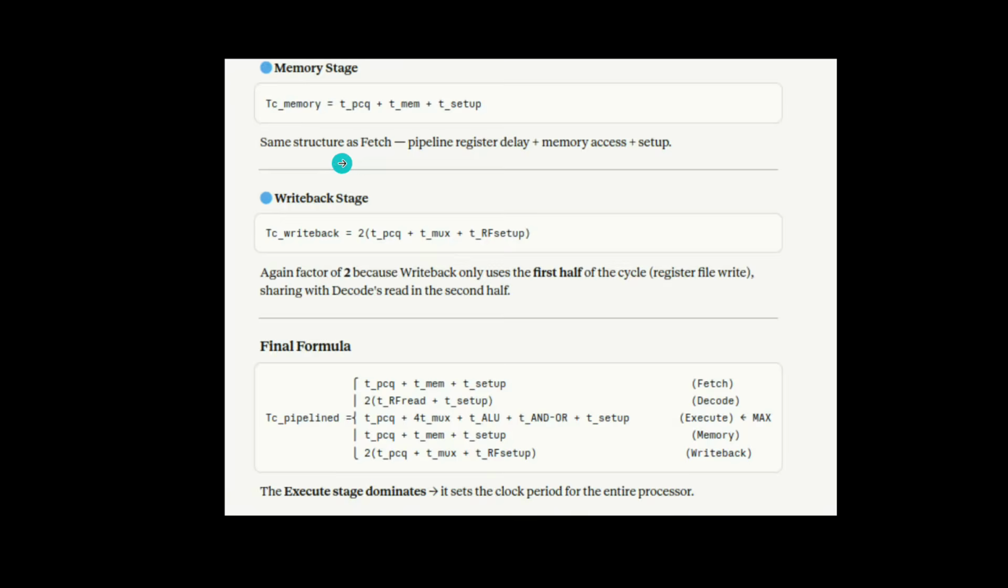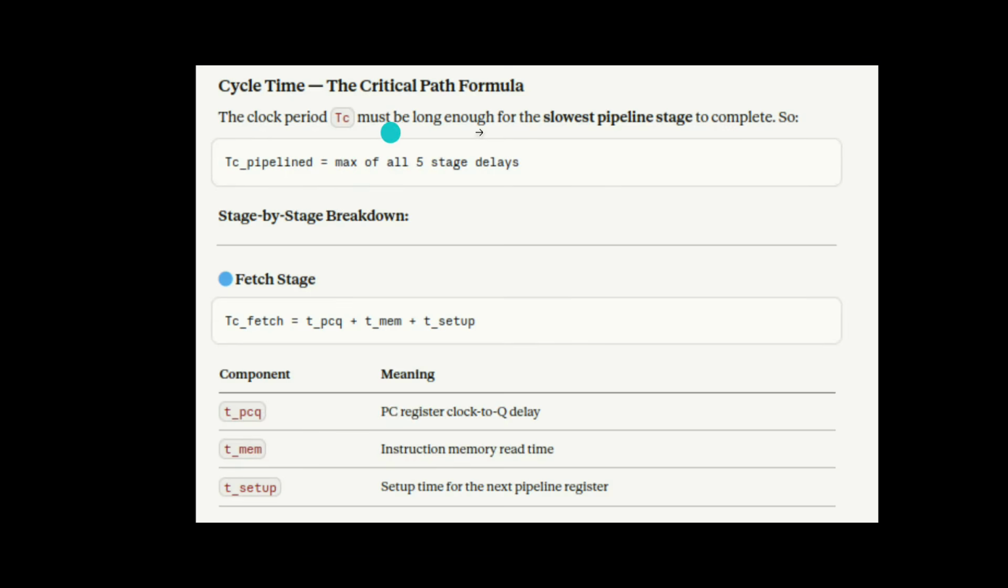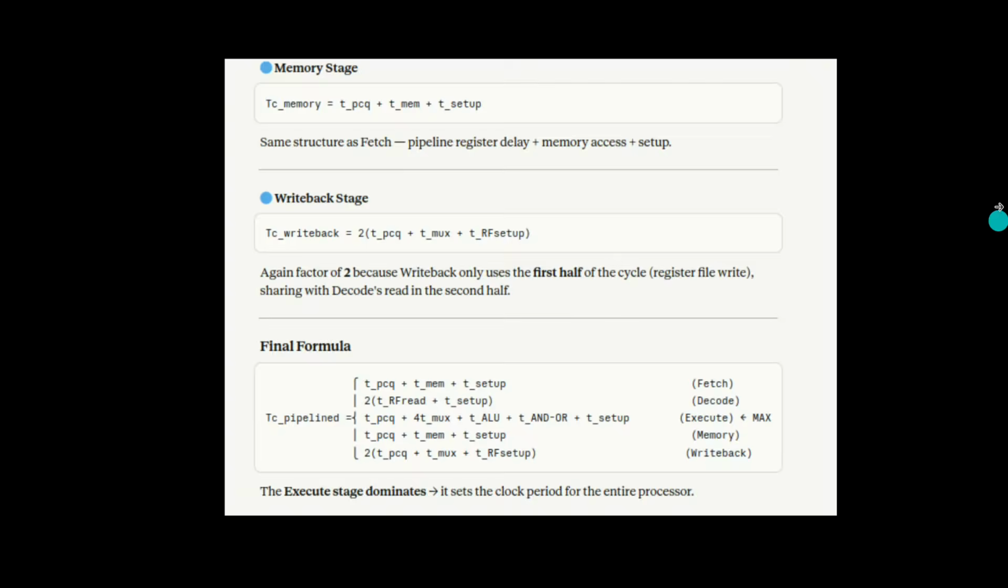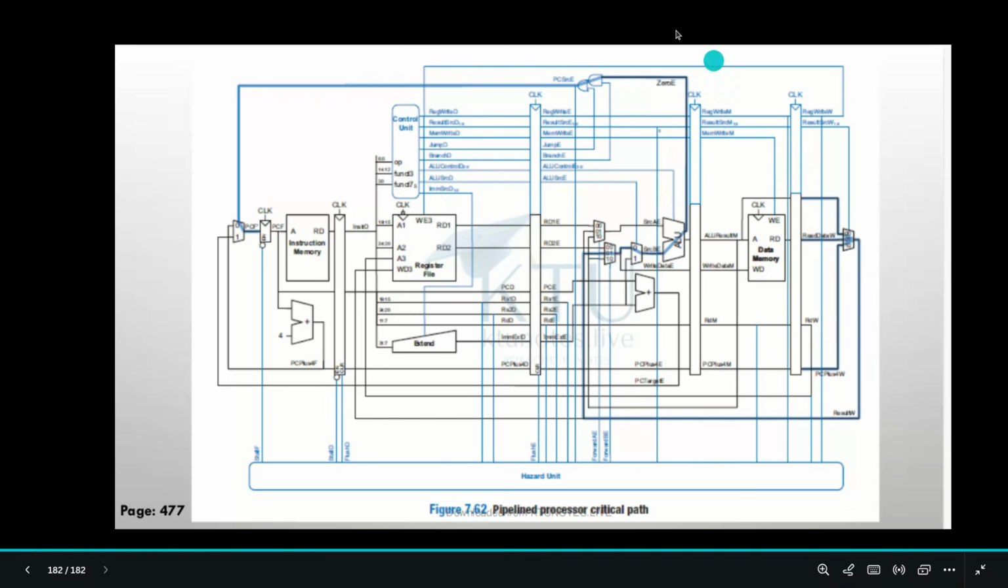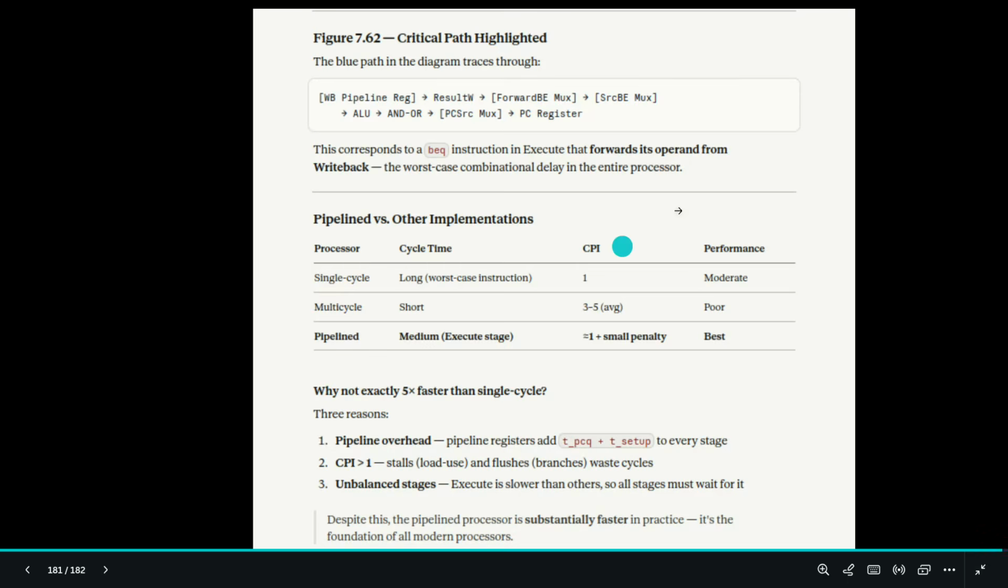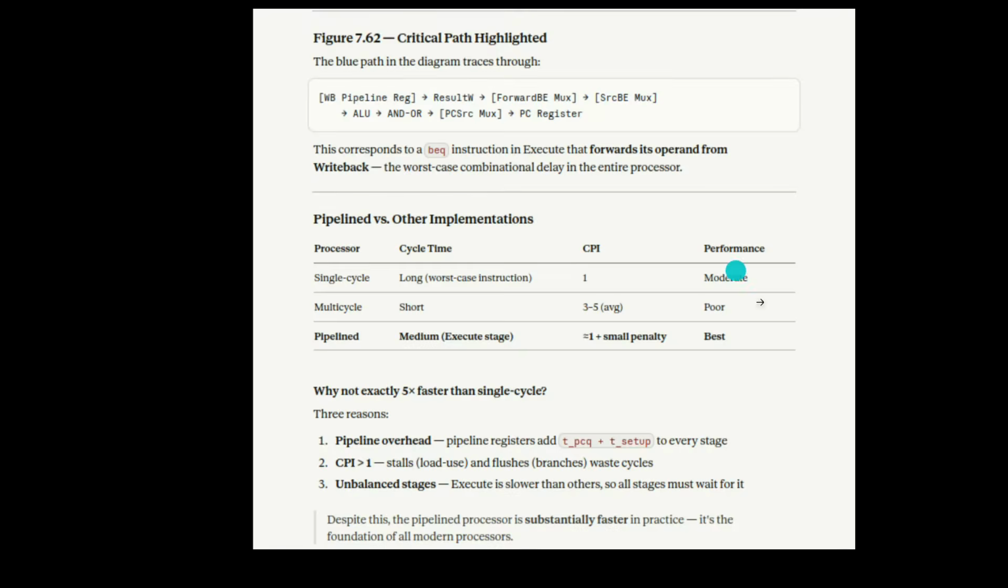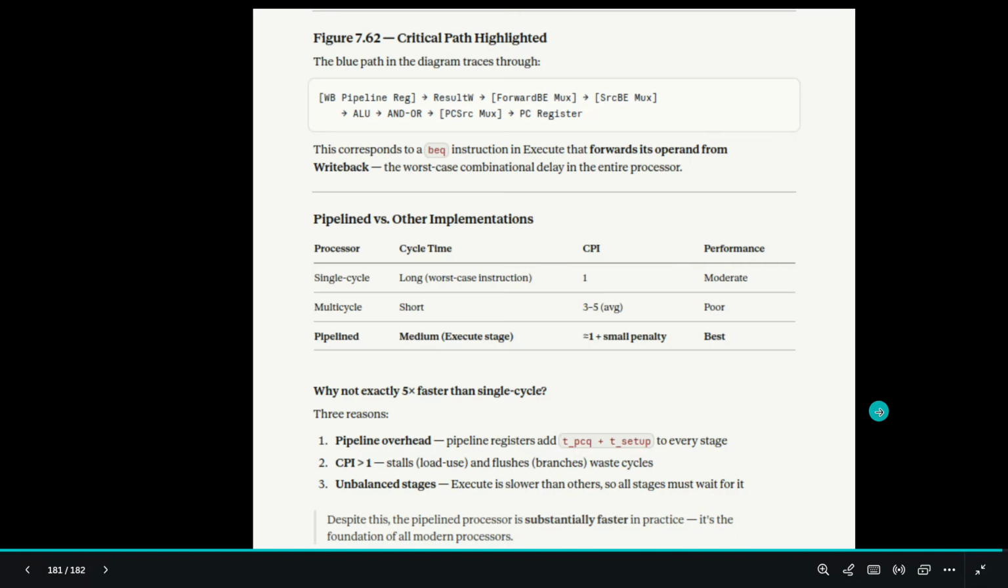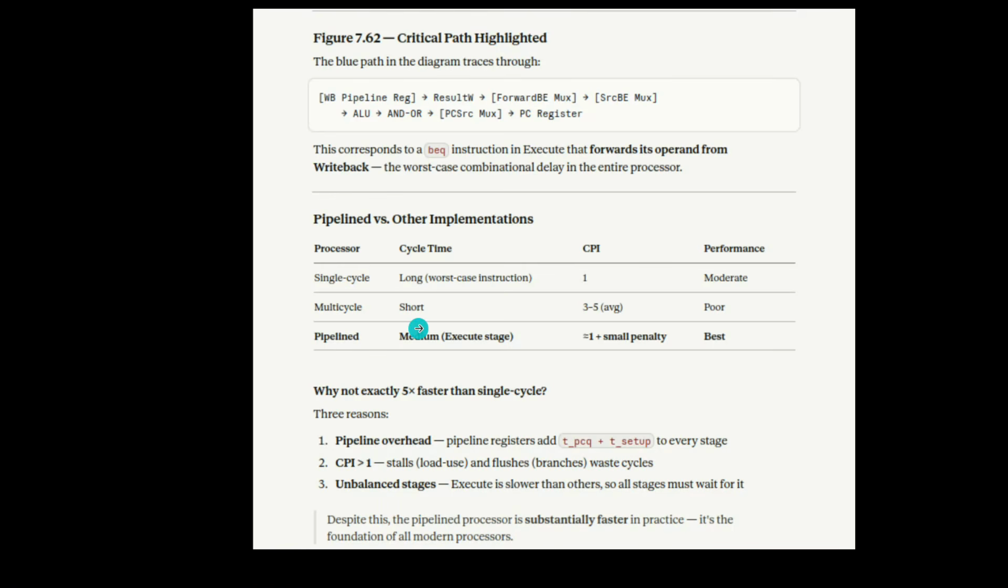So this is one important thing that you have to understand, right? The critical path is the path which has the most delay. So then you are going again to the PC register. So this is the important thing that you have to understand here about the critical path. Then we have understood comparing all these processes.